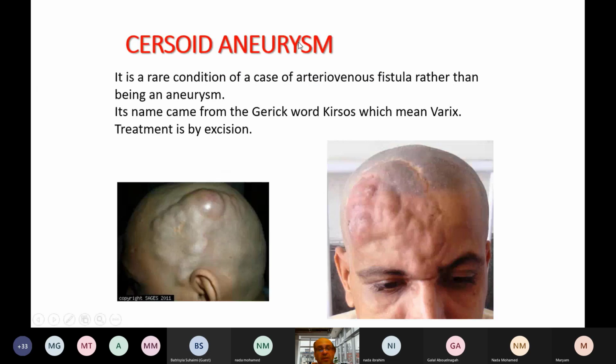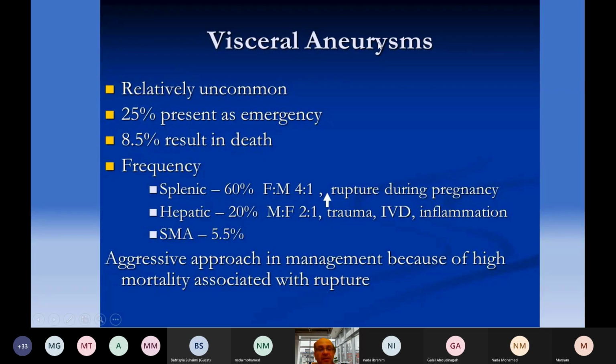Lastly, we have what is called cirsoid aneurysm. It is not an aneurysm, it is an arteriovenous fistula present in the scalp. It is a rare condition. It is a misnomer, called aneurysm. As we have said, it is an arteriovenous malformation, very liable to recurrence. You see the patient has had a previous excision and it recurred again. It is not an aneurysm, but an arteriovenous fistula. It is very important to know that cirsoid aneurysm is an arteriovenous fistula. It is a misnomer.